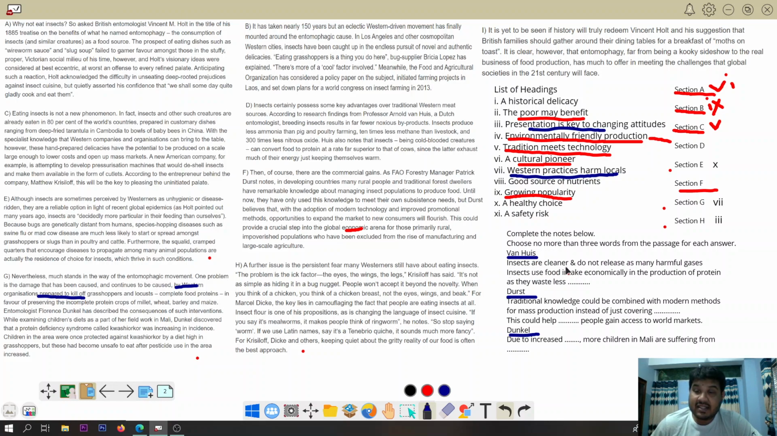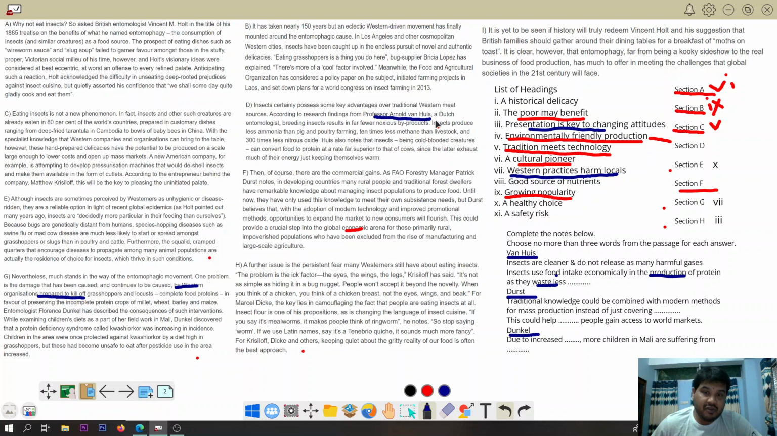So the question says, insects are cleaner and do not release any harmful gases. Insects use food intake economically in the production of protein, as they waste less what. We just read a little while ago Professor Arnold van Huis, Dutch entomologist. Because the name is here, we most likely will get the answer here.